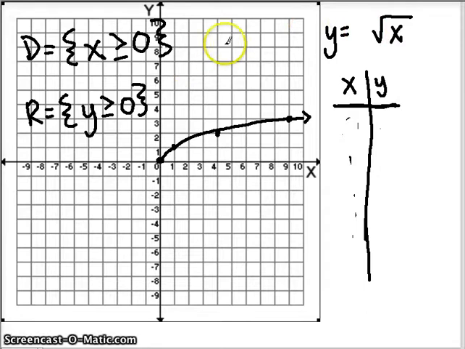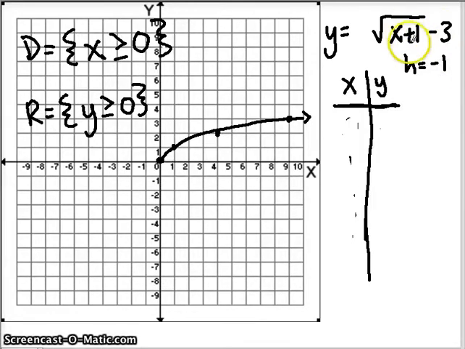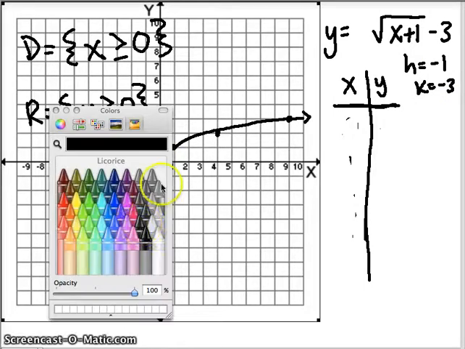Let's do x plus 1 under the radical, and we'll subtract 3 at the end there. So our h value, remember, is negative 1. H is negative 1. That gives us that plus there. And then k is negative 3. So we should be shifting this graph to the left. Each point should go to the left 1 spot and down 3 spots.